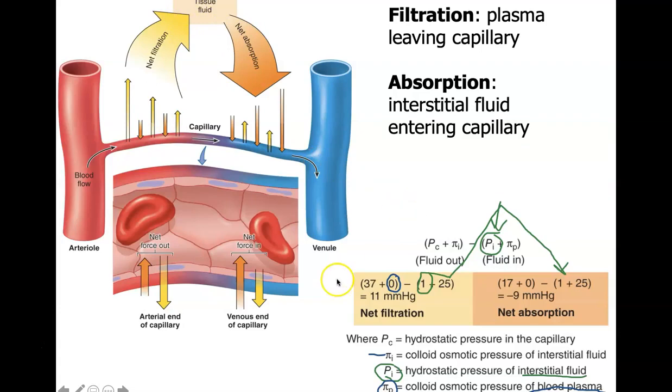And so then we essentially have this equation that we're going to plug things into. We are going to take the fluid out, which is calculated by the hydrostatic pressure in the capillary, that's PC, plus pi I, which is the colloid osmotic pressure of the interstitial fluid. Then we take away the hydrostatic pressure of the interstitial fluid plus the colloid osmotic pressure of the blood plasma, because that's the amount of fluid coming in. So this is net filtration and net absorption.